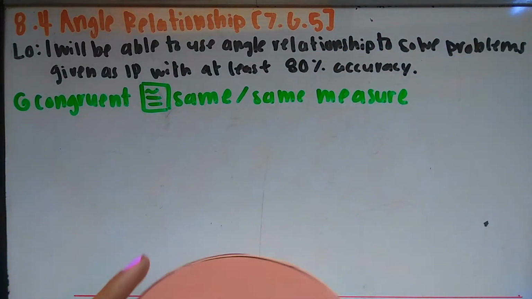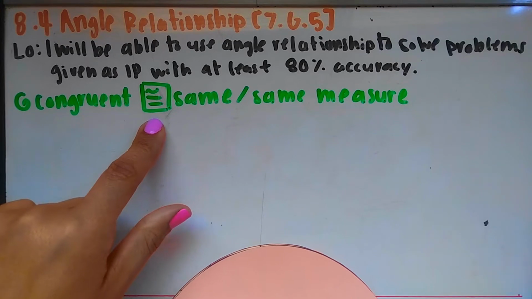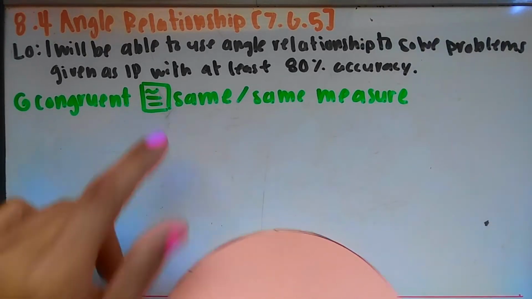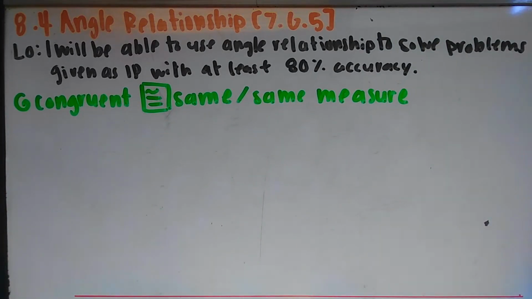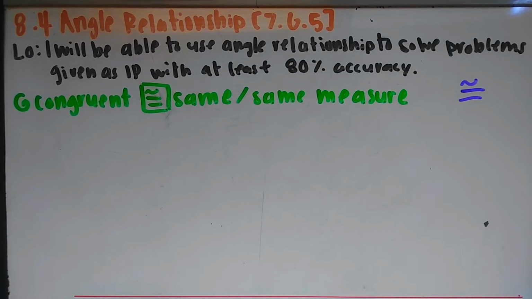Okay, so you have this one for part of your notes, and then you have this one as well. The only one that is not here is congruent. So congruent basically means the same or the same measurement, in this case with the angles, and the other symbol that we use is an equal sign with a squiggly line on the top. That's congruent. Okay, so let's get to it.